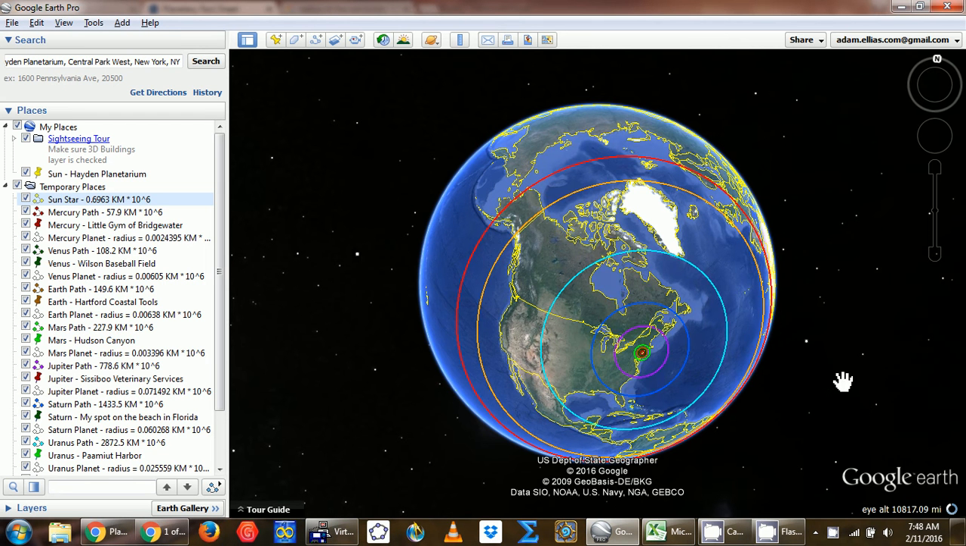Welcome to my solar system Google Earth project. I'm going to orient you first. On the left is all the information concerning the sun, the planets, and kind of the orbits, sort of.